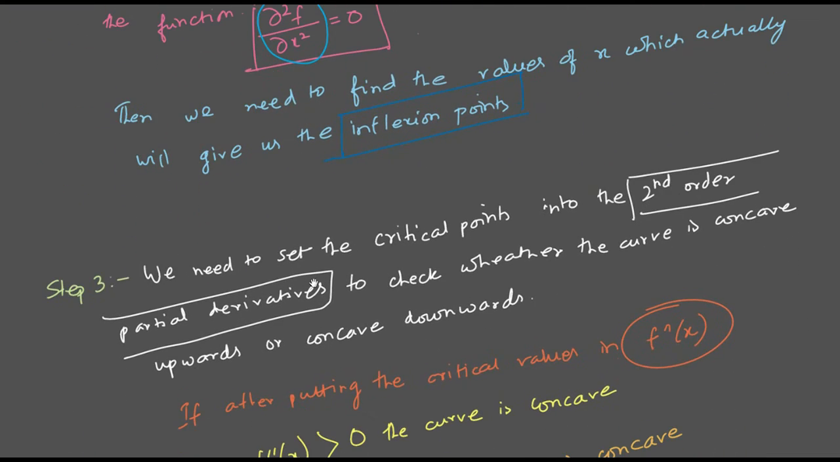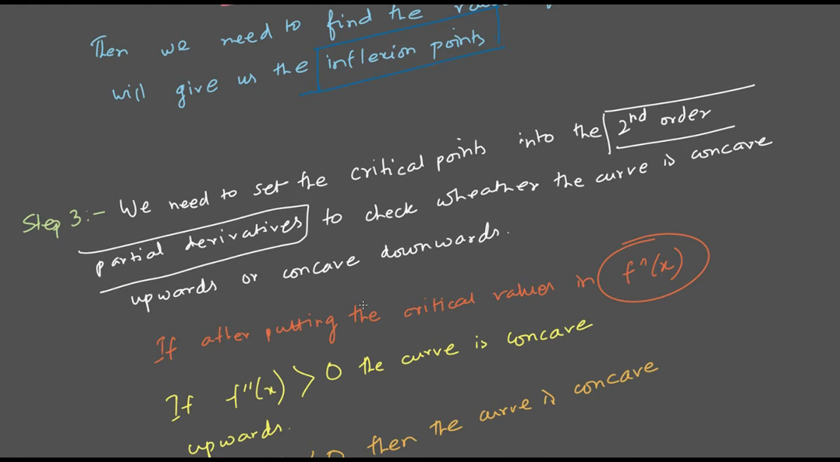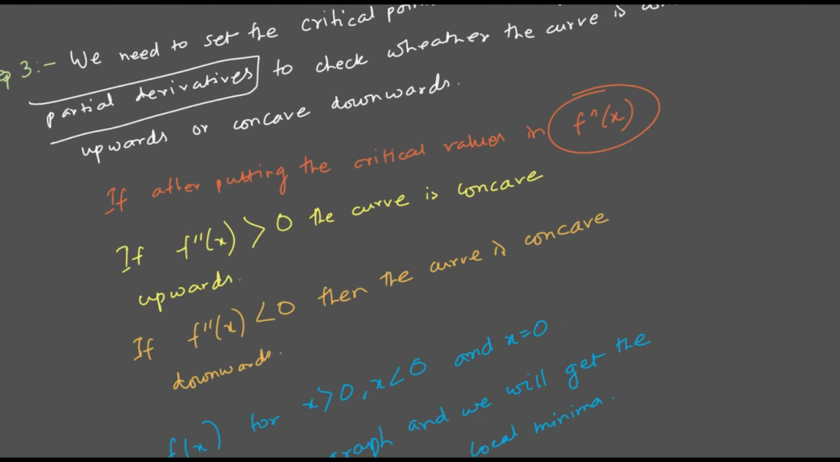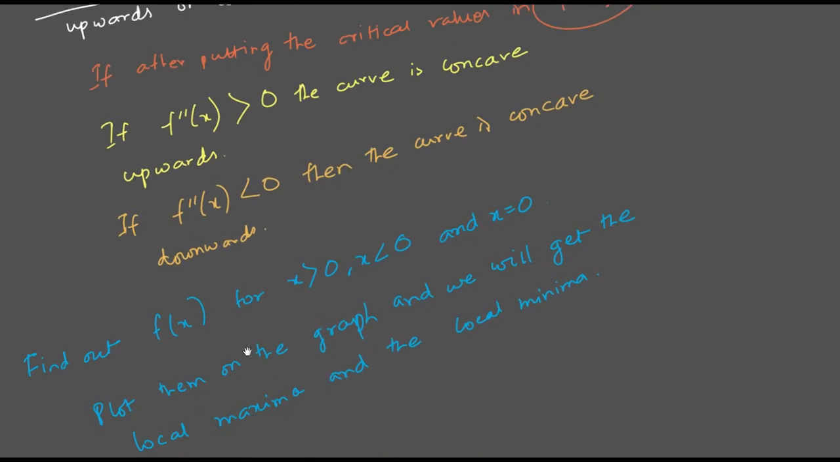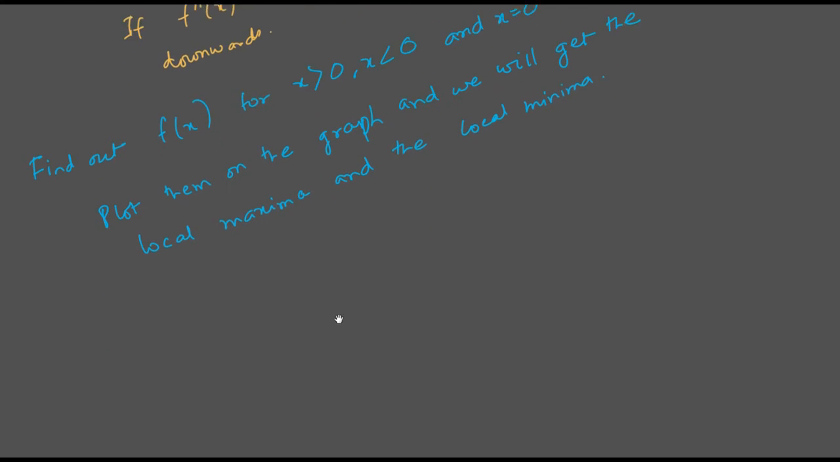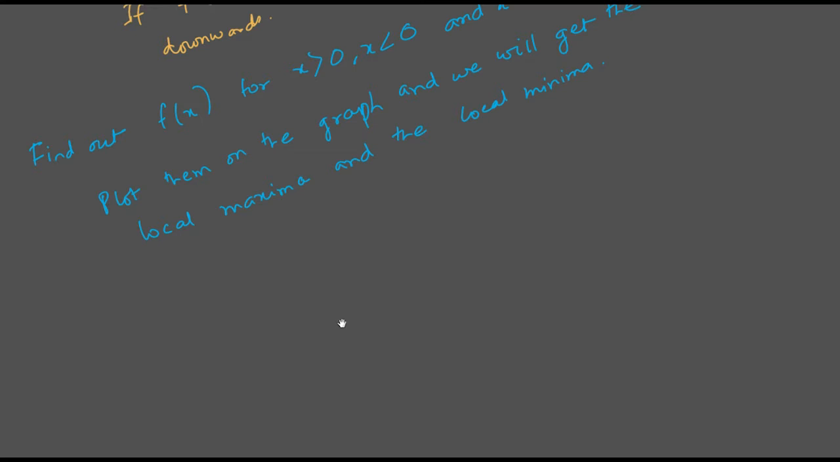We need to put those critical values in this equation, and we will get some constant values. If the values are positive, then the curve is concave upwards. If the value is negative, the curve is concave downwards, right? And after that, we need to plot all the 3 points, all the 3 coordinates in the graph, and we will get the local maxima and local minima. How? I am showing an example, and it will be very much clear to you.